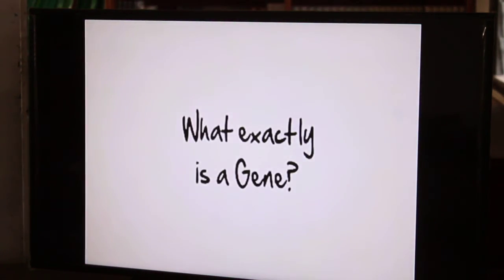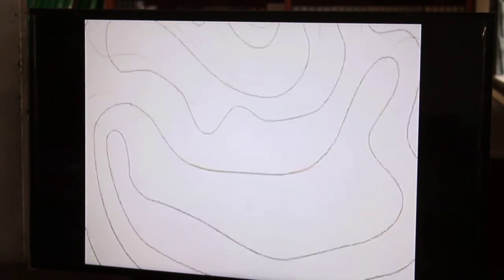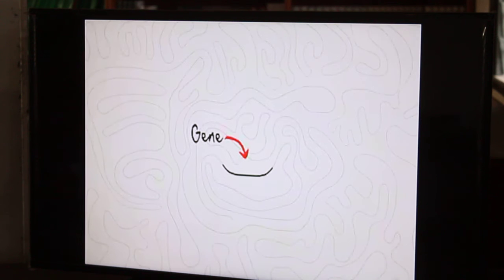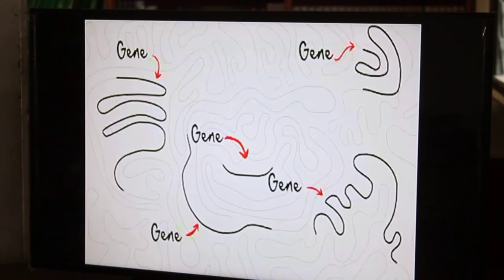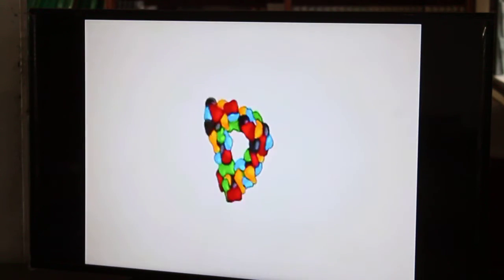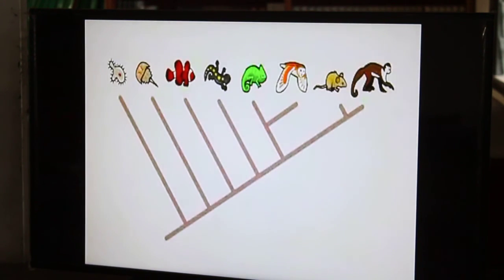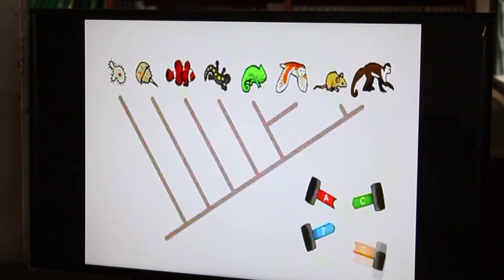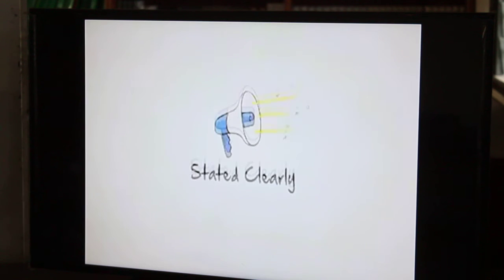So just to sum things up a bit, what exactly is a gene? A gene is a special stretch of DNA, not the entire strand of DNA, just a segment that codes for something. Each gene is like a unique recipe, which usually tells a cell how to make a protein or a group of proteins. Different creatures have different genes, but all genes are written in the same basic DNA language of A's, C's, T's, and G's. I'm John Perry, and that's genes stated clearly.